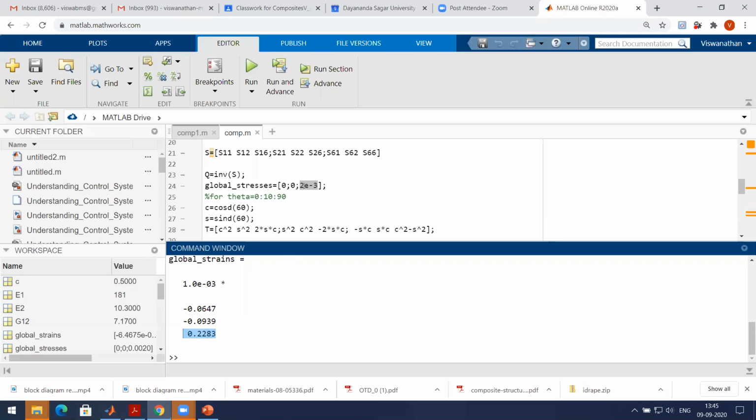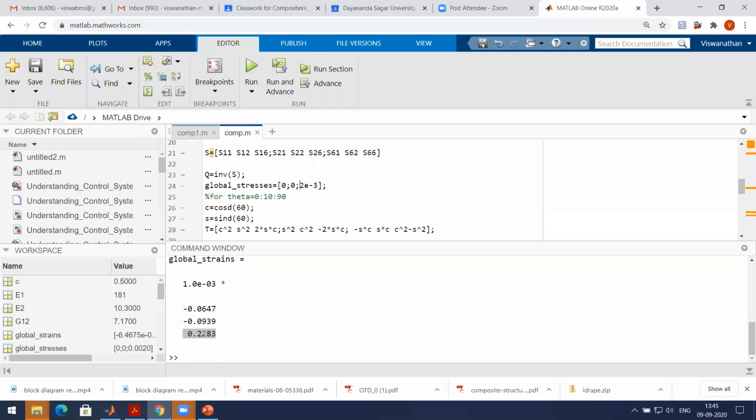So when you're applying only a shear stress, the composite is deforming extensionally as well as in shear. There is extensional deformation as well as shear deformation, because of this angle. Suppose you make this 0, what is the expected result? What do you think you will get here for the strains?